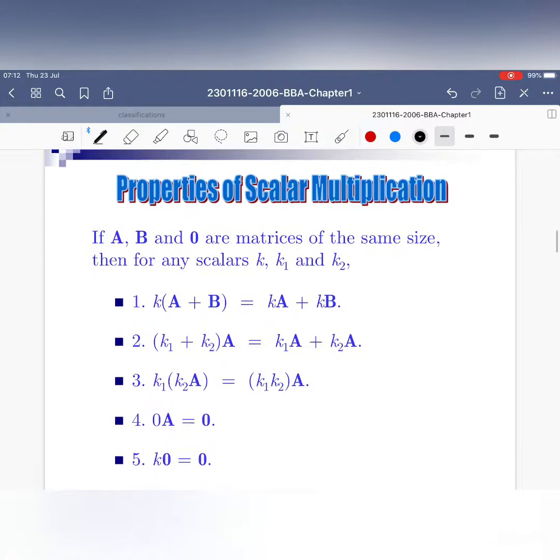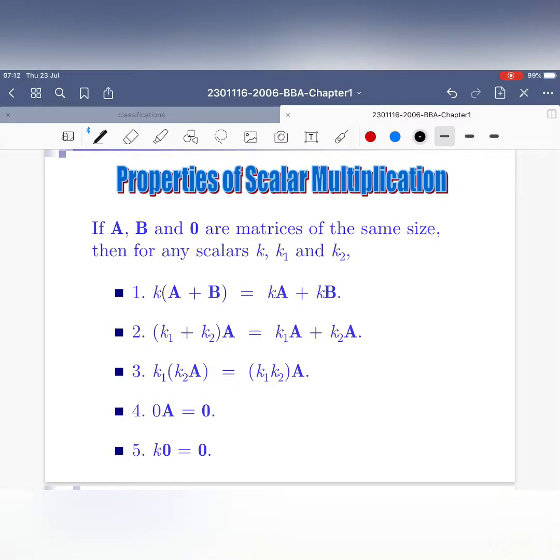There are also properties of scalar multiplication. If you have A and B added and a scalar K multiplied outside, it is the same as multiplying K to each and every matrix and then doing the addition. If you have 2 scalars added and then multiplied by a matrix A, you can just distribute the A into each of the K's to get K1A and K2A and then do the addition.